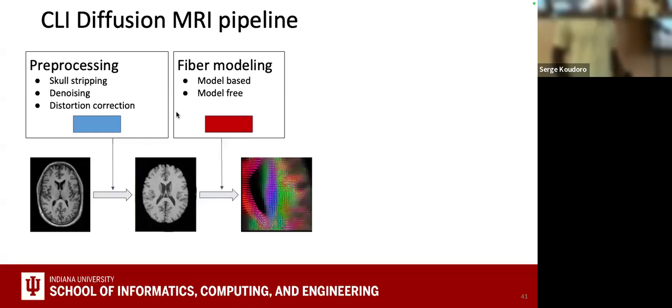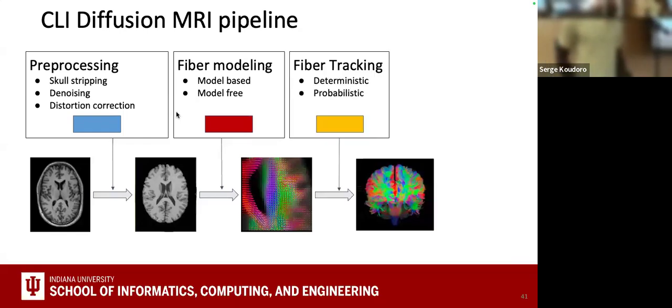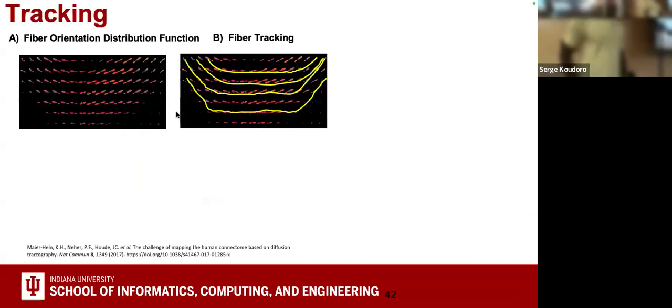And yeah, now that we did the fiber modeling, we changed space, from the image space to our diffusion space. Let's go to the fiber tracking part of the pipeline. The fiber tracking is simple. Now from our diffusion space, we start to draw lines to represent the tracks of the brain.